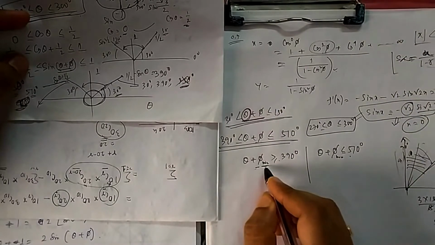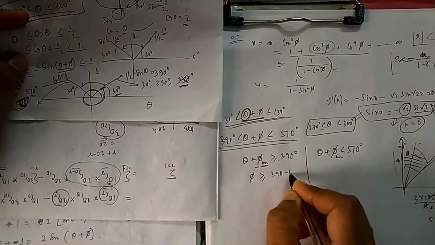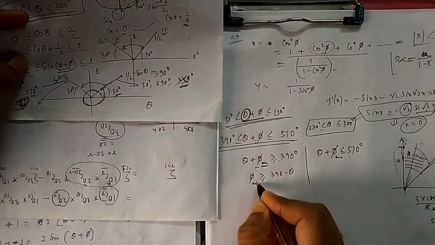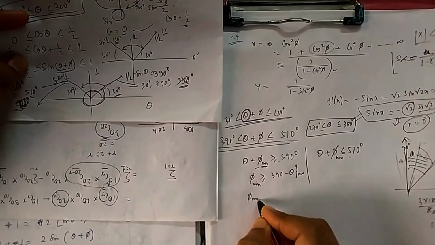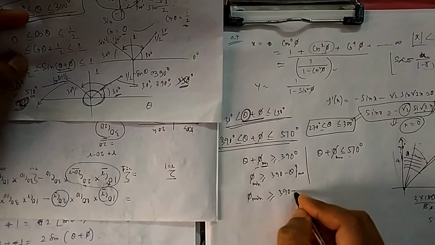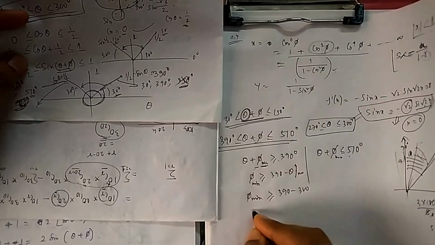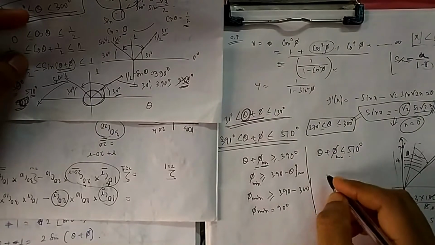So for minimum, what will be phi? You can write it as 390 minus theta. For this one to be minimum, theta should be maximum. So your phi should be greater than 390 minus theta maximum, which is 300. So the minimum value of phi can be 90 degrees.